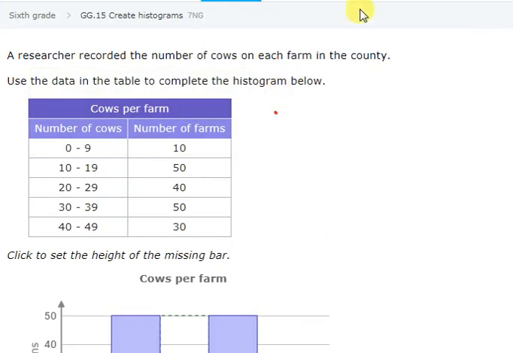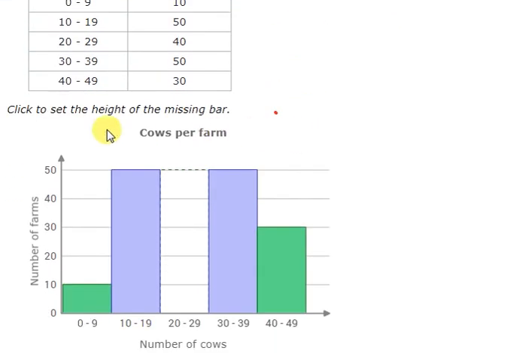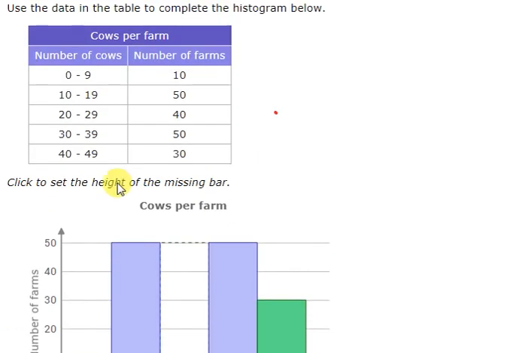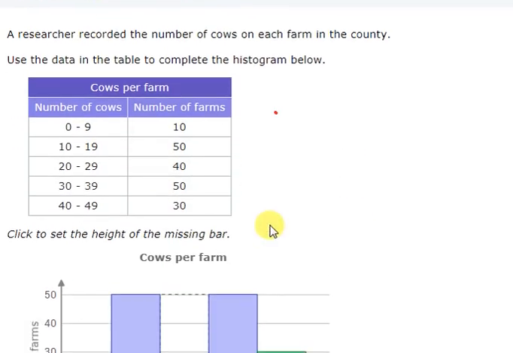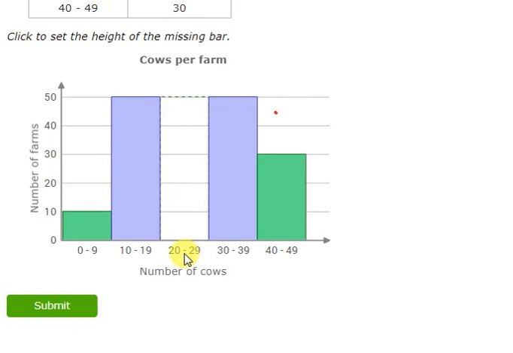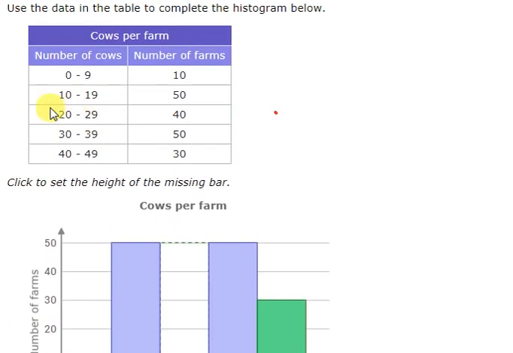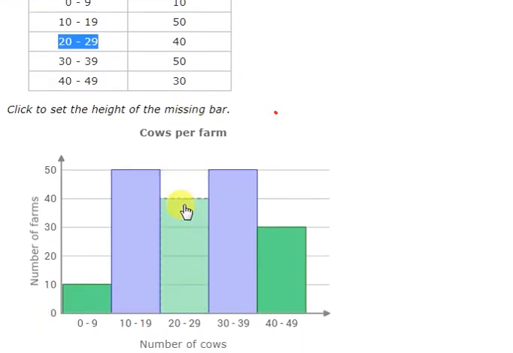Okay, now what do we need to do? Again, we have to fill the bar. We have data, so you can easily count 20 to 29. So this is the bin 20 to 29 and its frequency is 40. You can easily see, look for 40 on the y-axis, which is the number of forms.